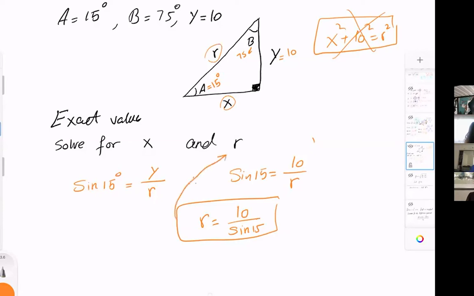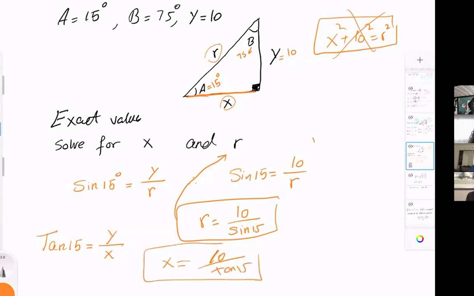This is R. Now, in order to solve for X, I'm going to use tangent of 15 equals opposite over adjacent, Y over X. So X will be Y, which is 10, over tangent of 15. Again, you're not going to use the calculator. This is the exact value. That's what you're going to leave.